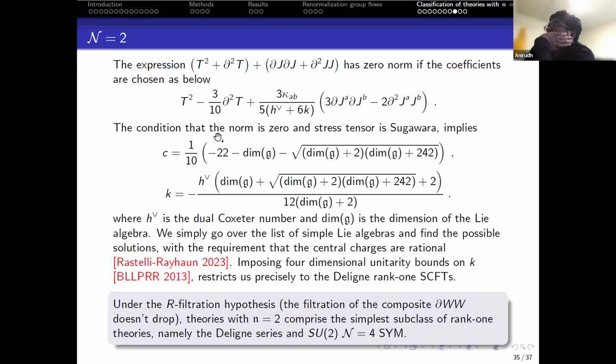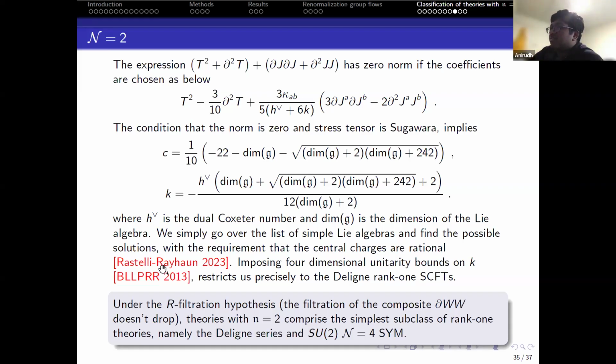Now imposing this fact that this was a null, and also the fact that there's a Sugawara stress tensor, you can solve these conditions, and you get this simple equation which defines the central charges in terms of Lie algebra data. So the next step is to simply go over the list of all possible simple Lie algebras and impose that the central charges are rational.